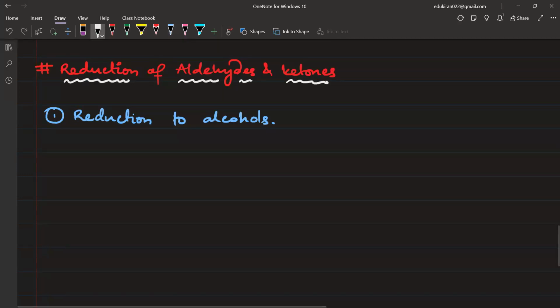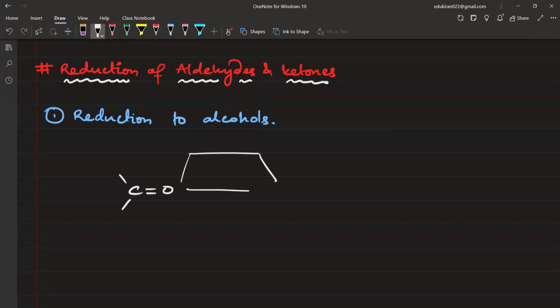All of us know that if I have carbon double bond O, whatever the groups attached here, there are a few reducing agents. This can be aldehyde or ketone. So what are the reagents? Please see. Basically, we studied 3 reagents, right? If you remember, we studied 3 reagents.